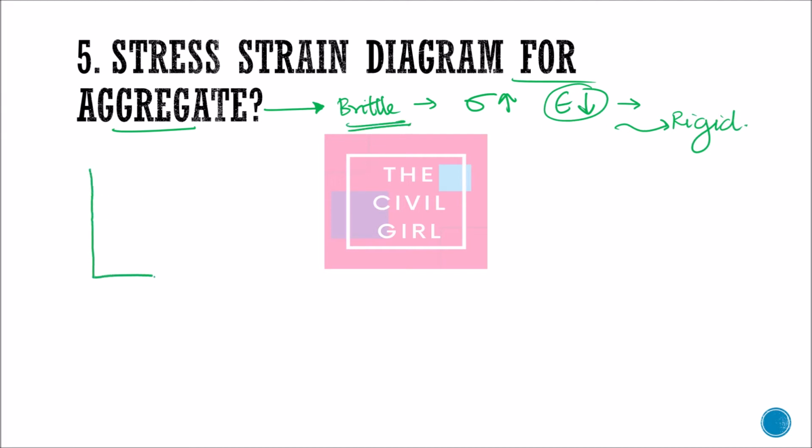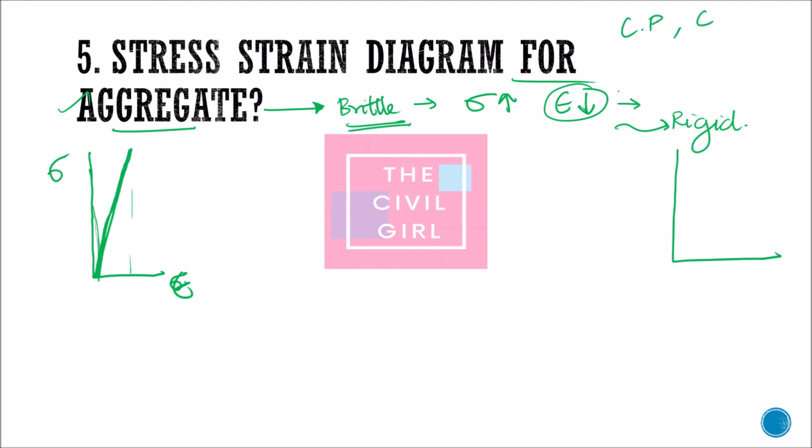So looking into the stress strain diagram, it will be something like this. If my rigid material is something like this, then my stress strain diagram for aggregate will be like this. This is my stress. So it will be able to take more stress, but it will not be able to elongate.